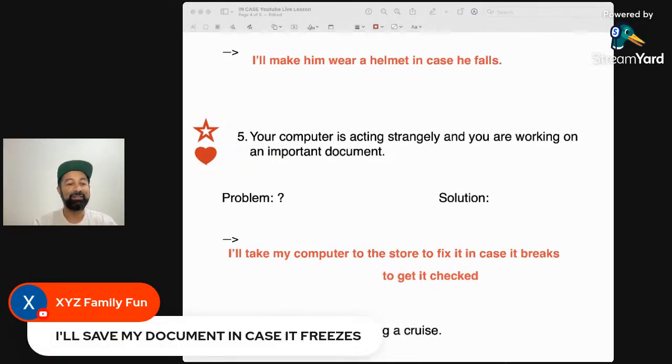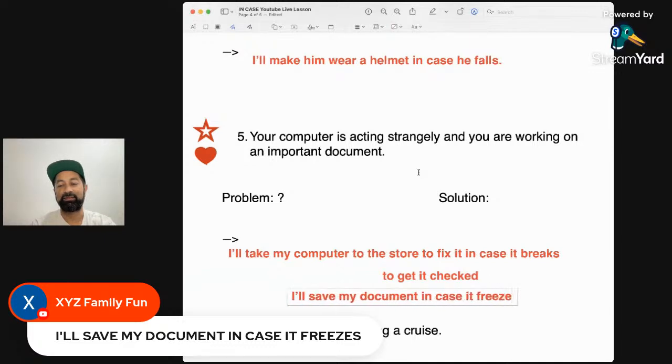XYZ, your answer, I'll save my document in case it freezes. I love it. Great. Yes, you have to save your document. That's something I always do with my computer at my school. It's always making funny noises. So yeah, I always save my document in case it freezes. Another verb, and I'm going to put your answer on the screen as well, XYZ. So I'll save my document in case it freezes.